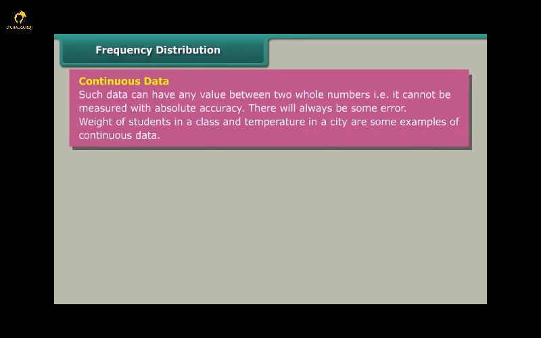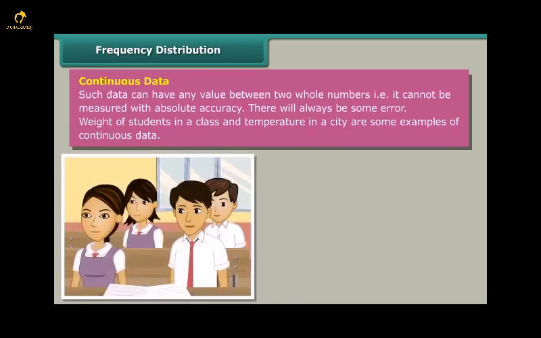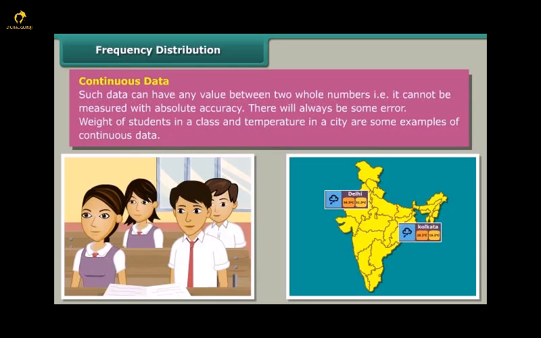Continuous data. Such data can have any value between two whole numbers, that is, it cannot be measured with absolute accuracy. There will always be some error. Weight of students in a class and temperature in a city are some examples of continuous data.